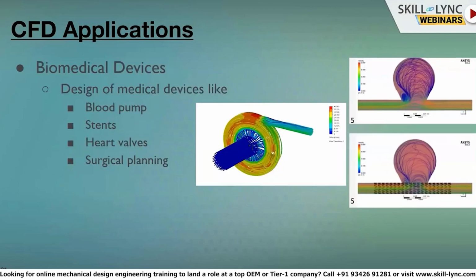Now, another area of application is biomedical devices. You might have heard a lot about automotive and aerospace, but in your curriculum you might not be studying about medical devices, which save human lives. Suppose the human heart is not working. There is a device called a blood pump, which can actually substitute for the heart. Then there are stents, and artificial heart valves. Suppose somebody's heart valve is not working, there are heart valves which can be implanted. So in the design and development of these applications, a lot of CFD is involved.